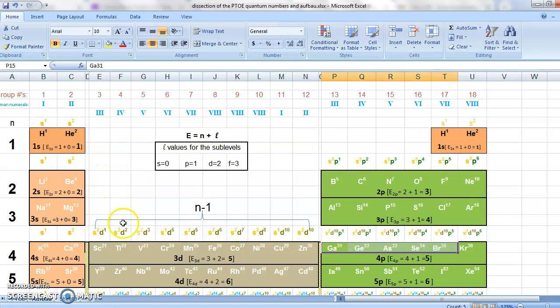So 2 and 1 is 3, 2 and 2 is 4, 2 and 3 is 5, 1 and 5 is 6. Why isn't this S2D4? Well, that's something that you can look up on your own. We don't really discuss it too much at this point in the chemistry year. S2D5, 2 and 5 add up to 7. 2 and 6 add up to 8.